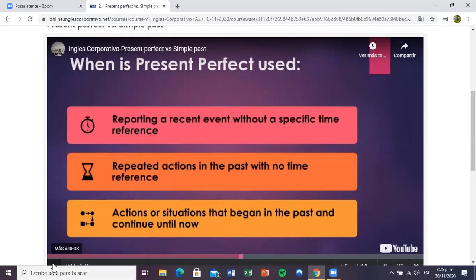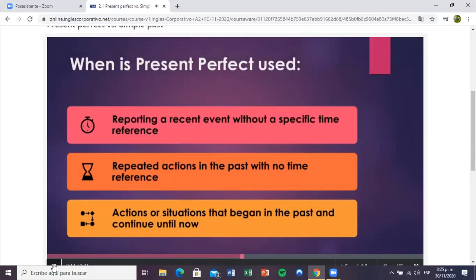The most common one is number one. Present perfect is used when reporting a recent event with no specific time reference. The present perfect is also used for repeated actions in the past with no time reference, especially when for or since is used.